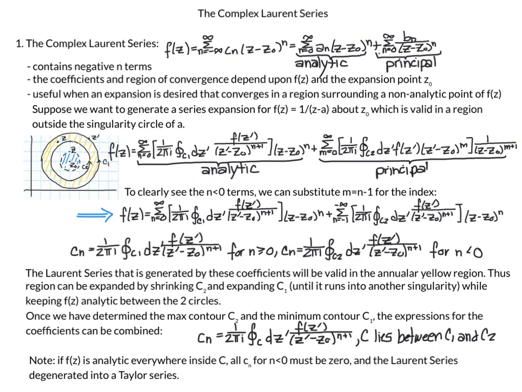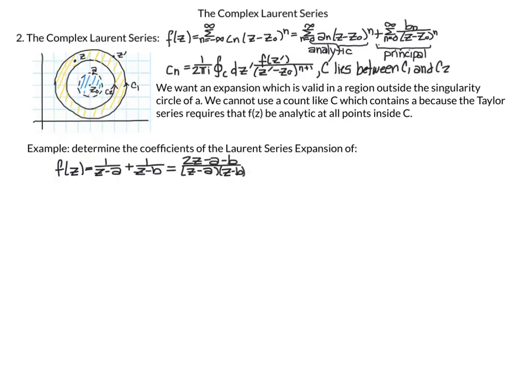So that means, if everything is analytic in here, then we don't even have this principal part, because we can basically fall back to a Taylor series, and that's what this last comment is. And the Laurent series degenerates into a Taylor series.